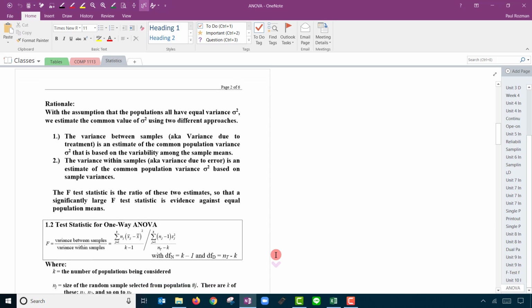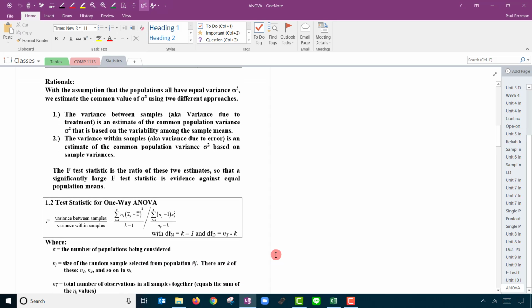Here's the rationale behind it. It's sort of weird that we're going to be doing a test about multiple means, yet our test is going to involve all sorts of variance, and it's even called analysis of variance. We're using an analysis of variance sort of as an indirect way to test if our means are equal. So the rationale works like this. Well, we're making the assumption that all the groups have the same amount of variation, and variation from their means. So that's how the mean gets involved.